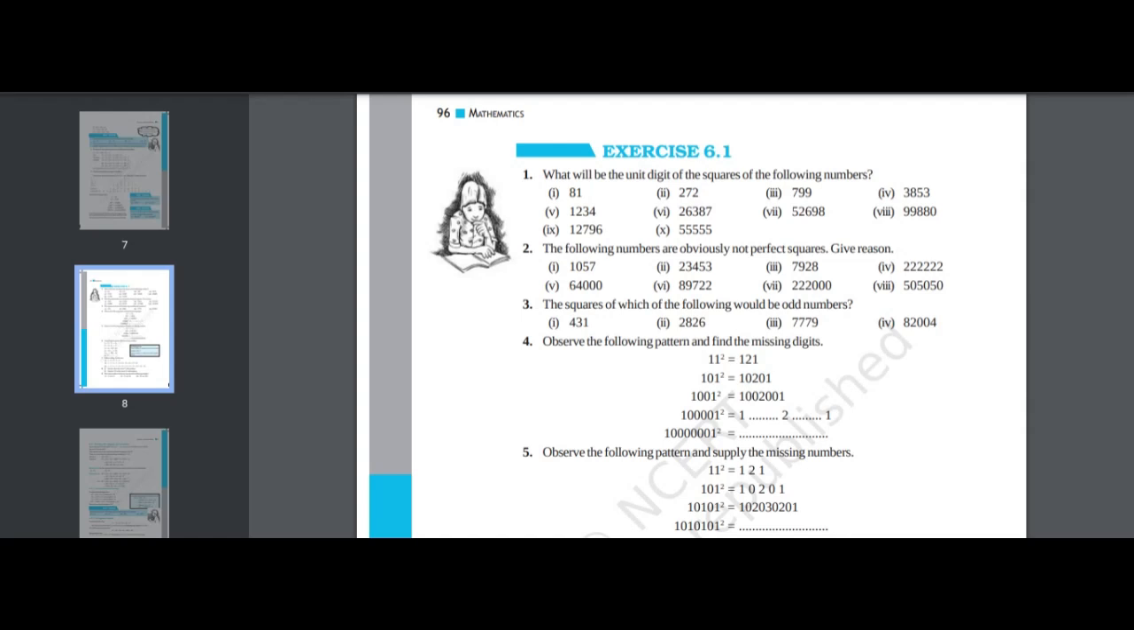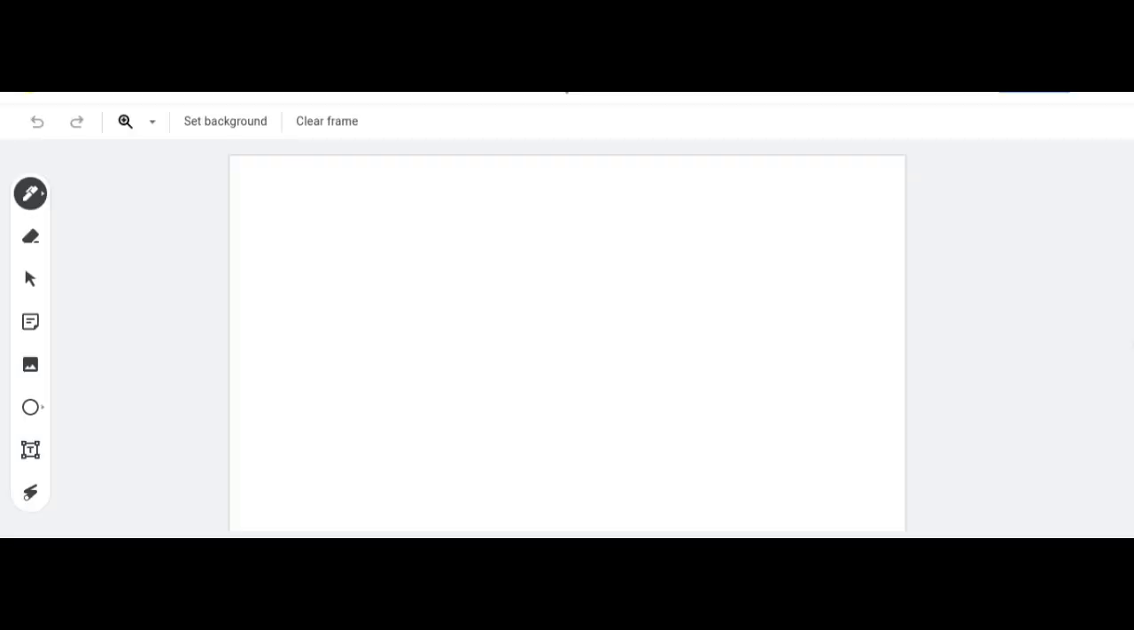6.1. So what will be the unit digit of the squares of the following numbers? What did I tell you about how we can find the units digit, or what will be the unit digit of the given squares? How can we find the unit digit? A simple method is to get the unit digit. The unit digit tells about the last digit of any square number.